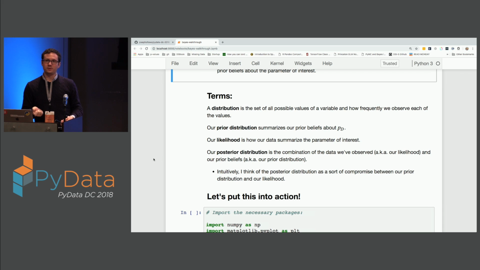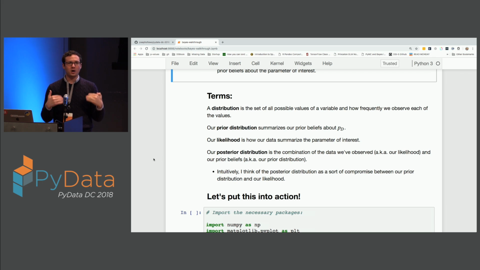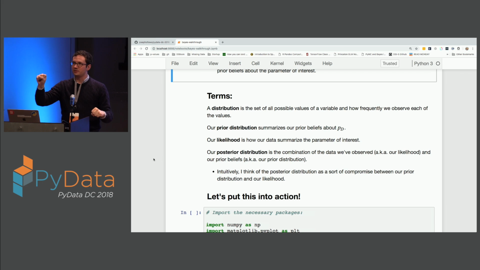Our prior distribution is the distribution that you and I come up with that says what our prior beliefs or our prior understanding are about PD, that percent of votes that the Democrat is going to get. Our likelihood is how the data summarize that parameter of interest. It's how the data summarize PD. And then the posterior distribution is going to rely on some math that's going to take the prior beliefs that we have and our data and combine them together. So intuitively, I like to think about the posterior distribution as a compromise between that prior distribution and the likelihood that we generate.